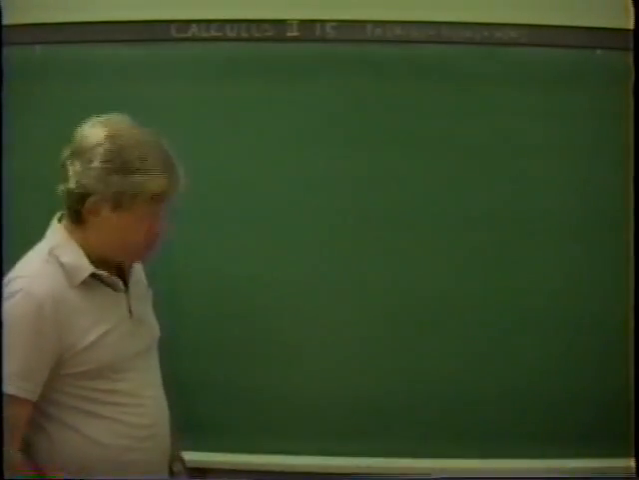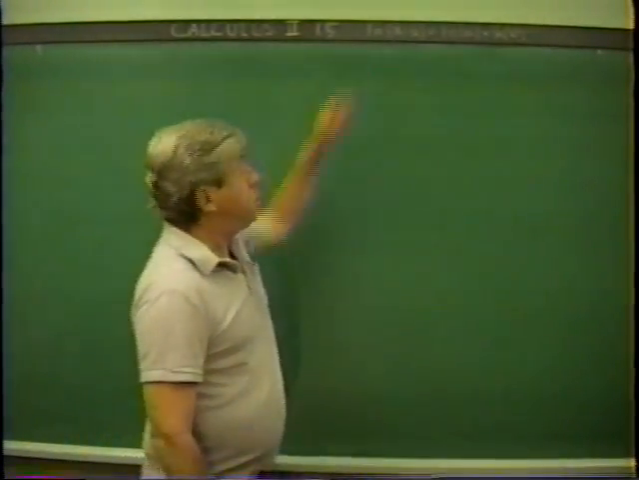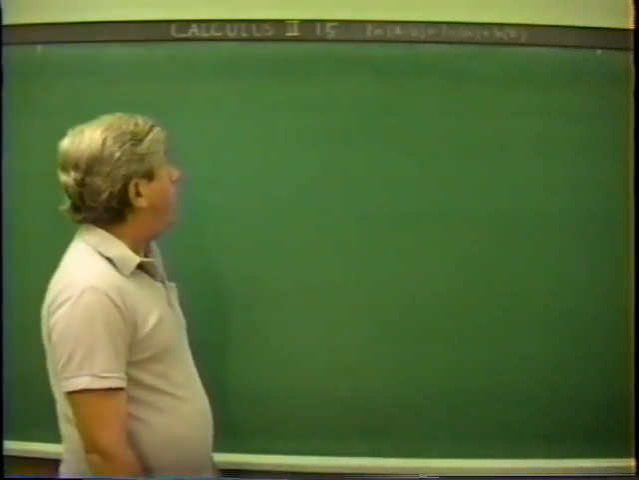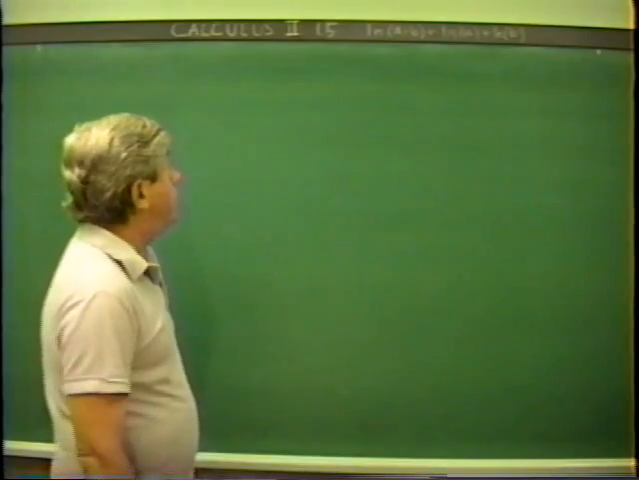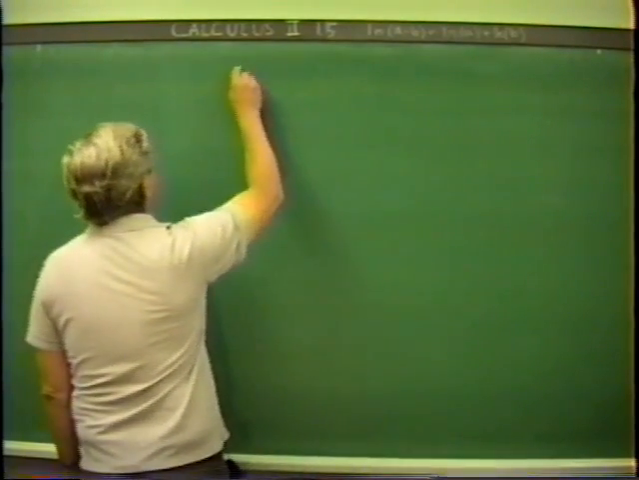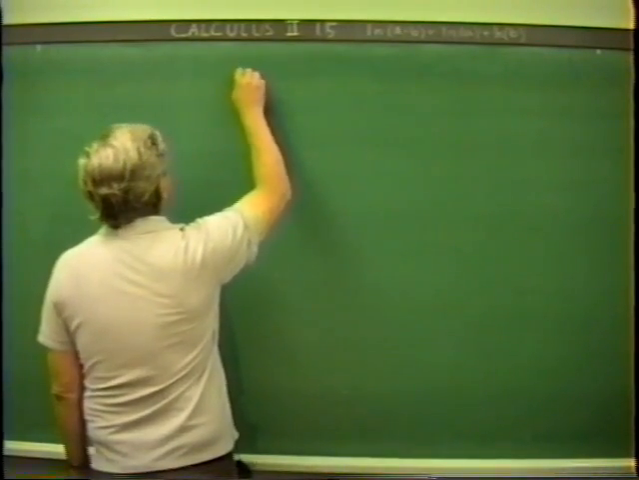Okay, we next want to see that this function ln of x behaves like a logarithm. And we want to show, in particular, that the ln of a times b is the ln of a plus the ln of b.